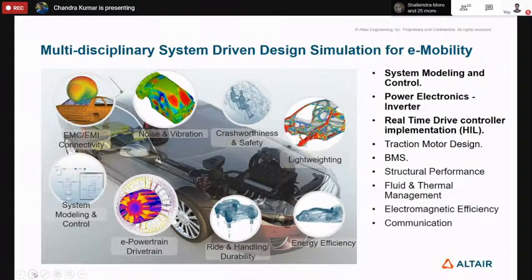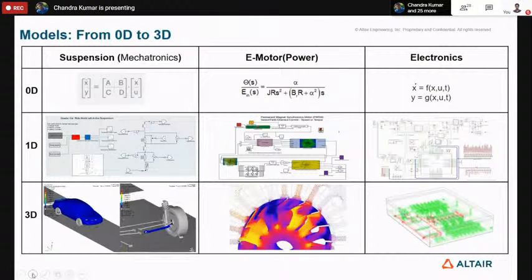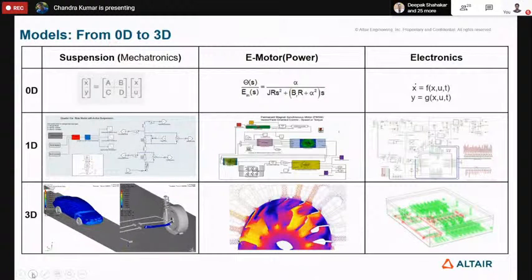When you integrate overall, it's a combination of electrical engineering, mechanical, computer science, and electronic communication all put together, and everyone's contribution will be different from the perspective of different domains. So you can have lightweighting, crash safety, vibrations, powertrain modeling, ride handling, efficiency, and so on. That's the broader view. What makes us different and unique is the different fidelity of models. I've taken three typical examples: one is suspension as a mechatronic example, another is an electric motor, and then electronic circuits.